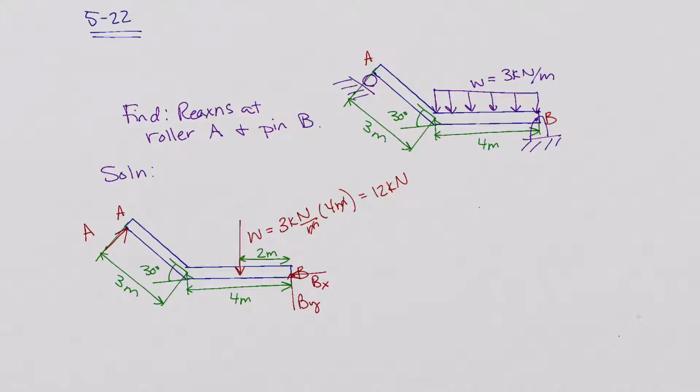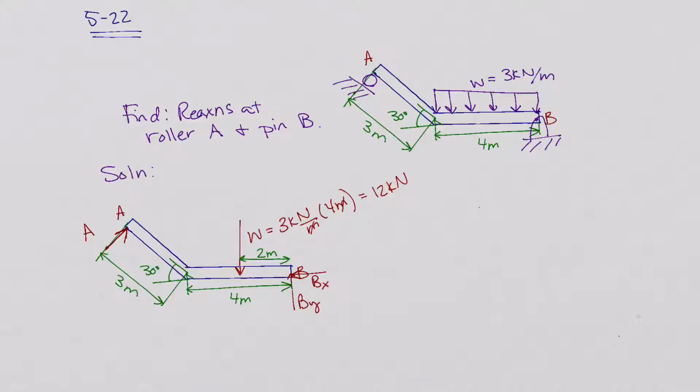And if you look at the chart, table 5.1 on page 210, it tells you that for a roller, the resulting force is just perpendicular to that surface. So at A, I just drew the force in that direction, and we know something about this because we know the direction of the angle. So we can figure out the direction of that A force, but we don't know what the magnitude is.